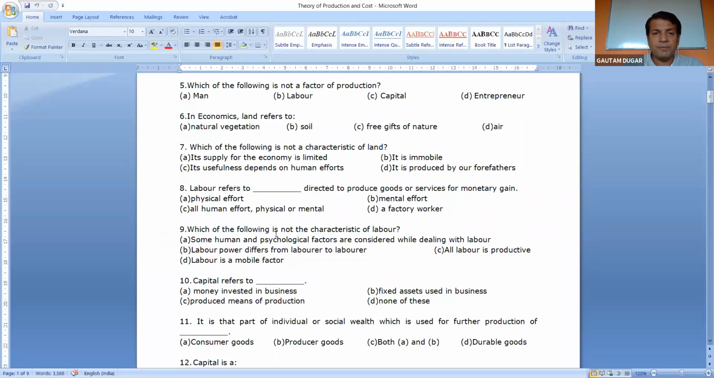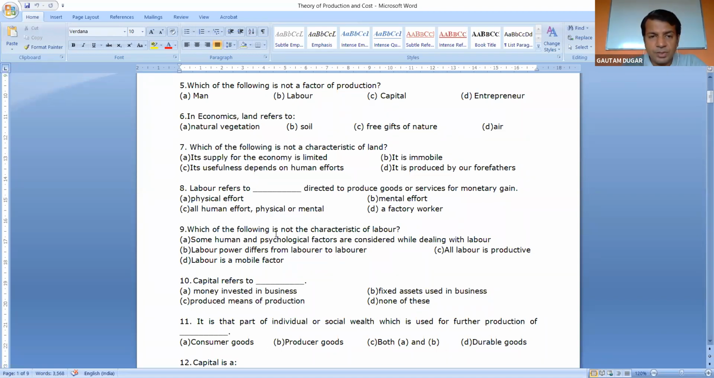Next, number 7. Which of following is not a characteristic of land? Not a characteristic of land. Obviously, option D, that's number 4. It is produced by forefathers. Obviously, that is not a characteristic. Supply is limited, that's correct. It's immobile, that is correct. Usefulness depends upon human effort, that is also correct. So, not a characteristic option, number 4.